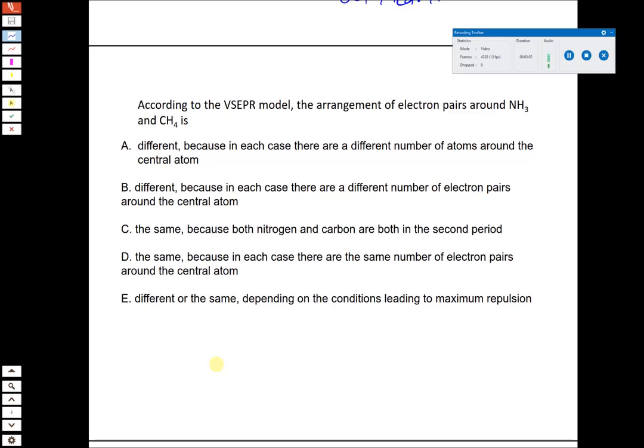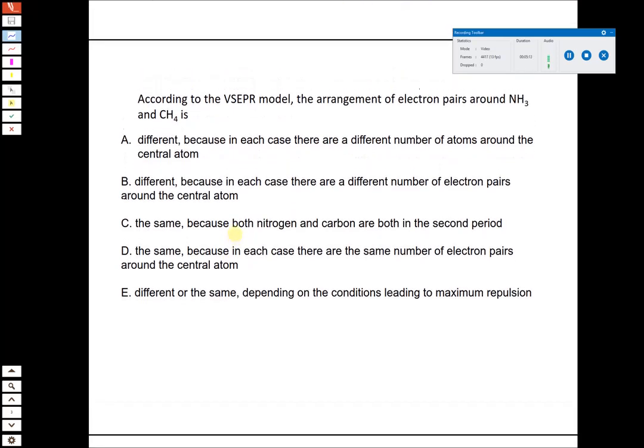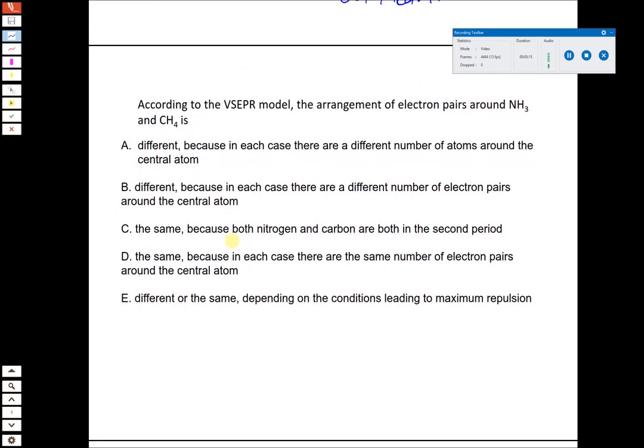All right, so going into the questions now, these are, again, mostly requests from students, a few that I identified from the results in Blackboard. So the first one is, according to the VSEPR model, the arrangement of electron pairs around NH3 and CH4 is asking, are they the same or different? And remember, this is talking about electron group arrangement, which really only is going to be determined by the total number of electron groups, not how many of them are bonds and lone pairs.